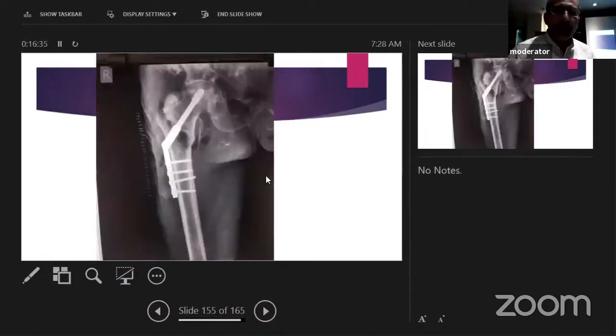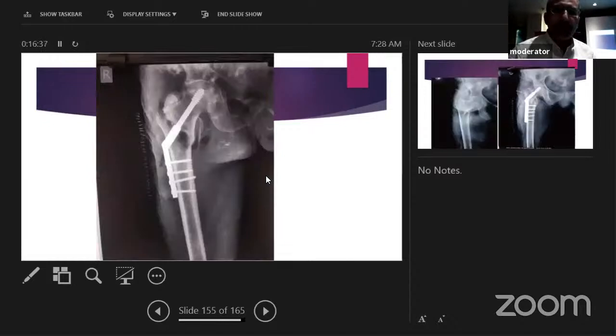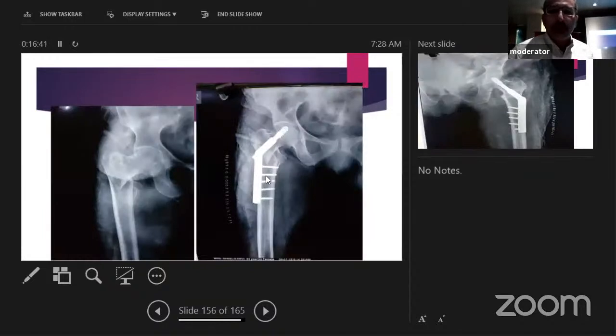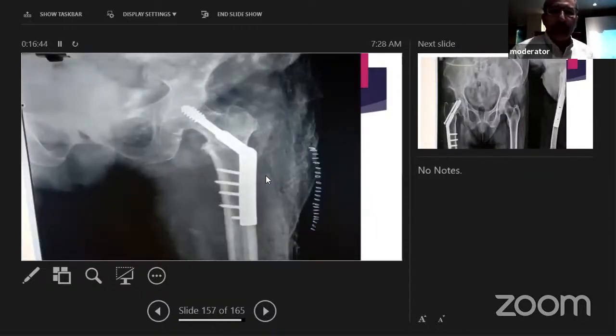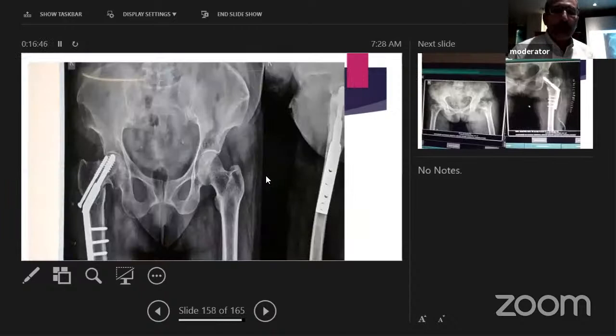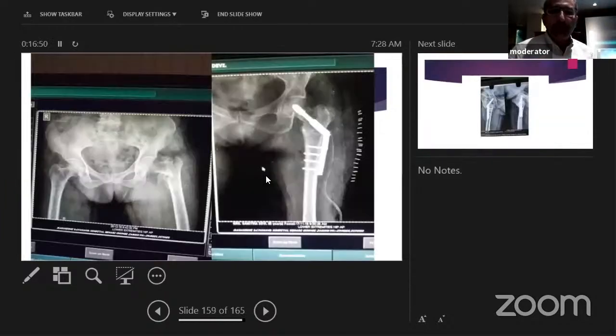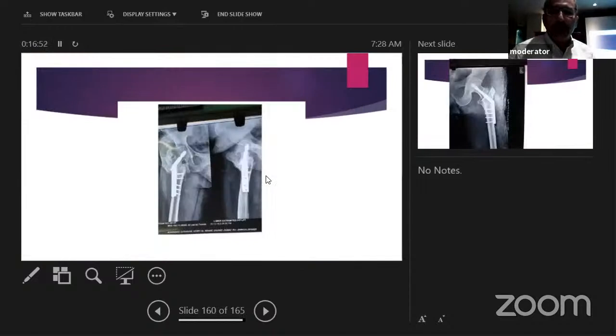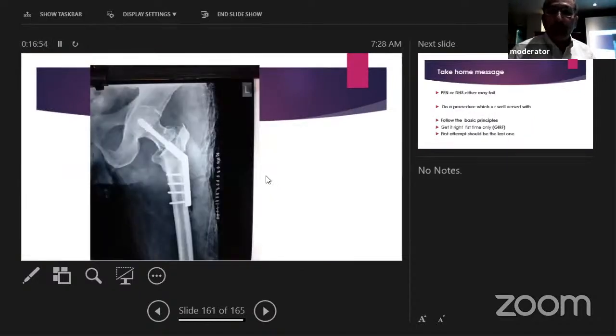However, everything cannot be rosy. Technical errors: slight distraction that has created some bending as well. Varus reduction, medialized, again a bit of varus reduction. Again, the screw was varus placed, varus reduction, which should be avoided, medialized. This is a rotation. The proximal fragment has rotated completely. If you see, it's not matching completely.